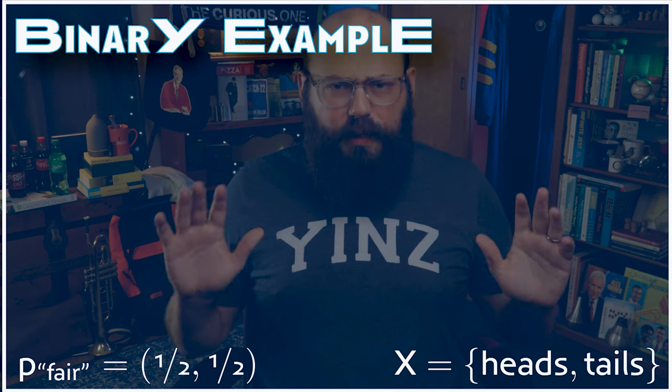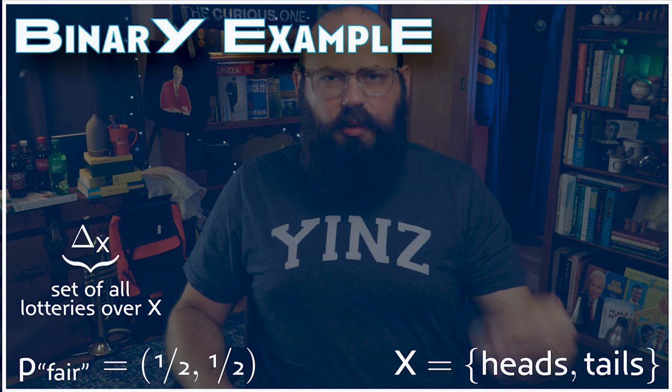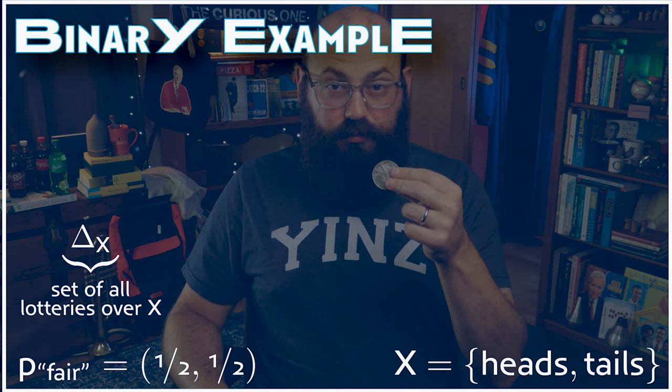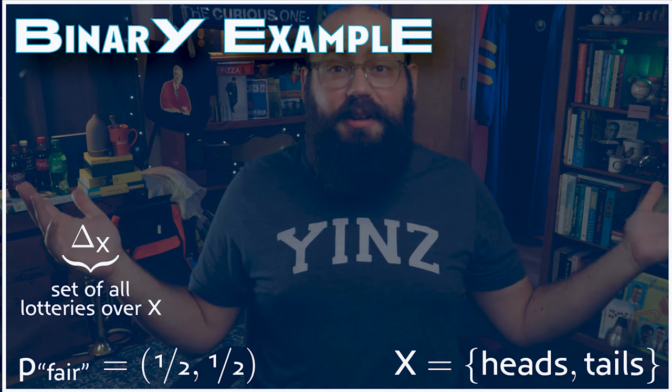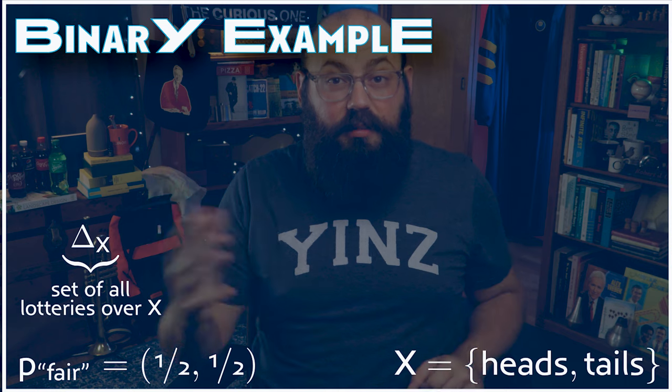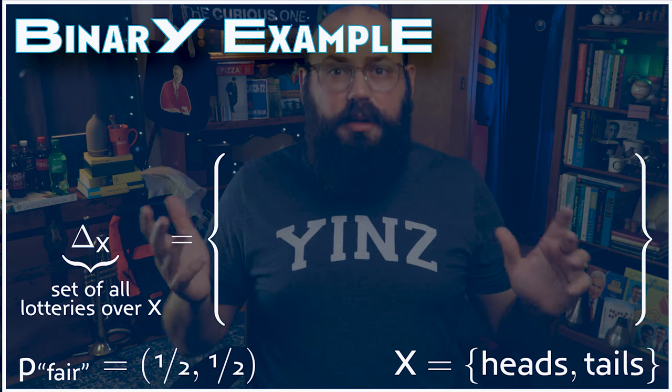Right? So, if I'm thinking about the set of all lotteries over X equals heads, tails, then I need a set. I need a set. It's a set. Here comes it. And not this set. Not this set. I need a set. So the set is, I'm going to use set builder notation.